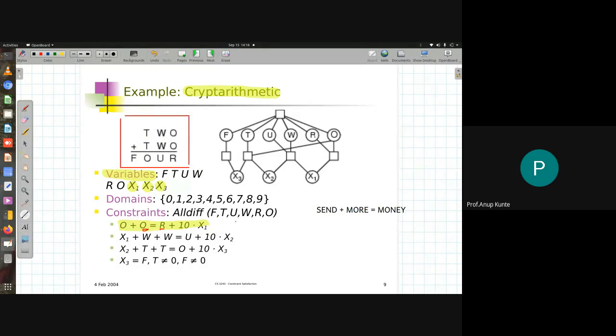So the slide has a lot of things, as I told you already. The slide below this tells you what the variables in this problem are. It also tells you what domain each variable has its value from. And what different kinds of constraints this problem has. So this is what these three things represent.